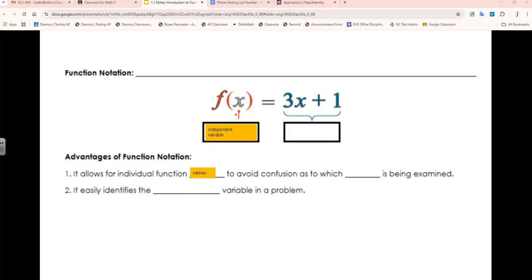To avoid confusion as to which function is being examined, it also easily identifies the independent variable in a problem.